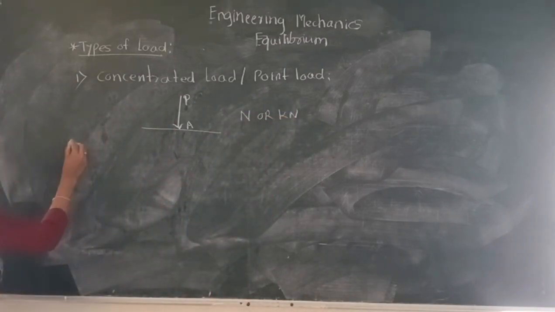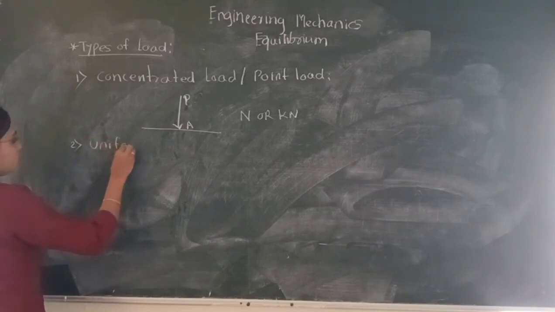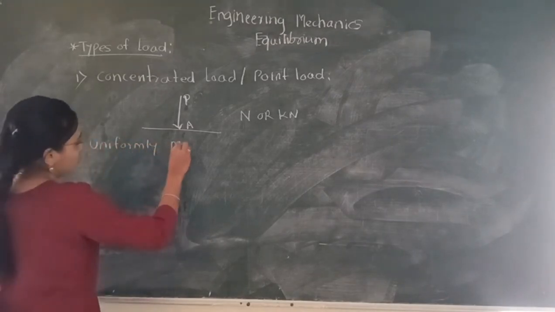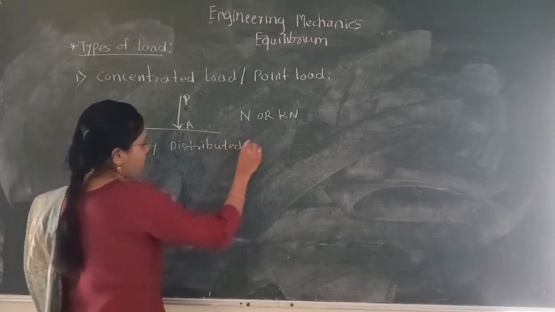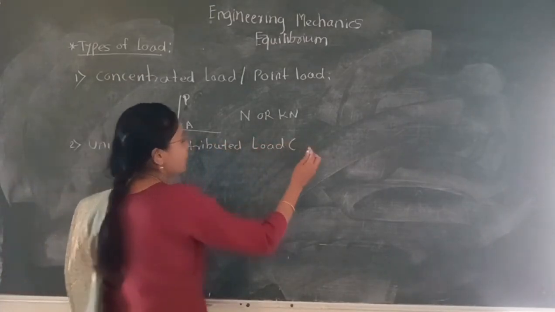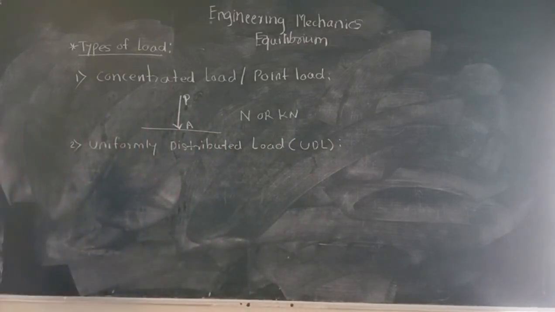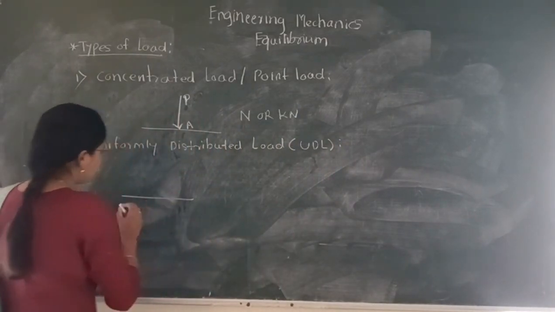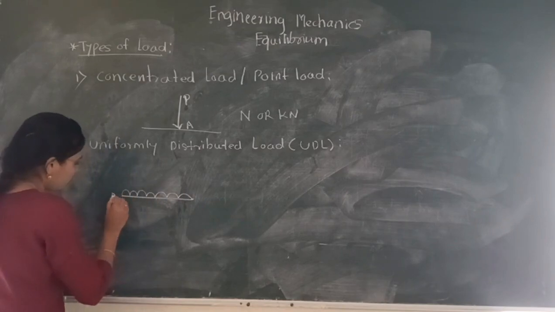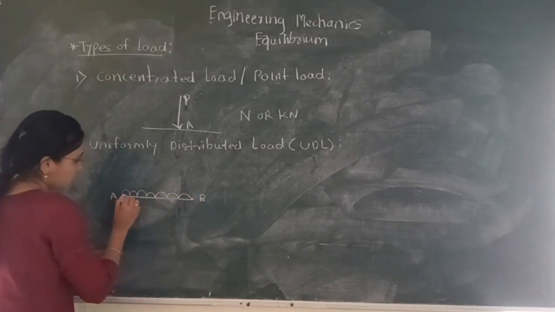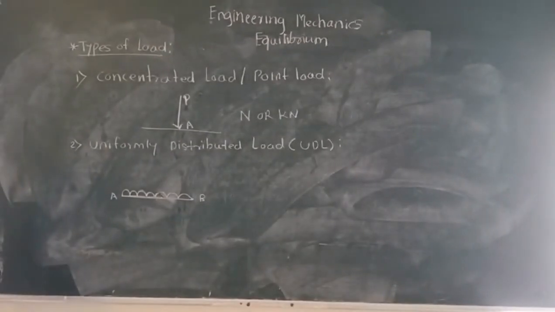Okay. Next type of load is uniformly distributed load. In short, we can call it as UDL, uniformly distributed load. So let's see one example of uniformly distributed load. Let's see, here is one beam AB and it is totally loaded by uniformly distributed load.